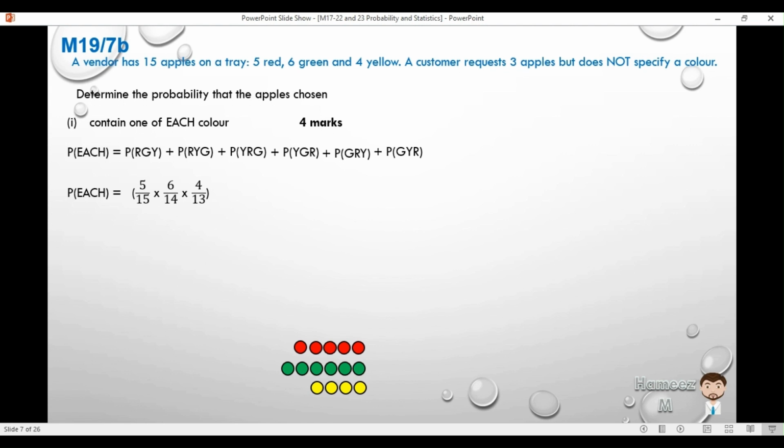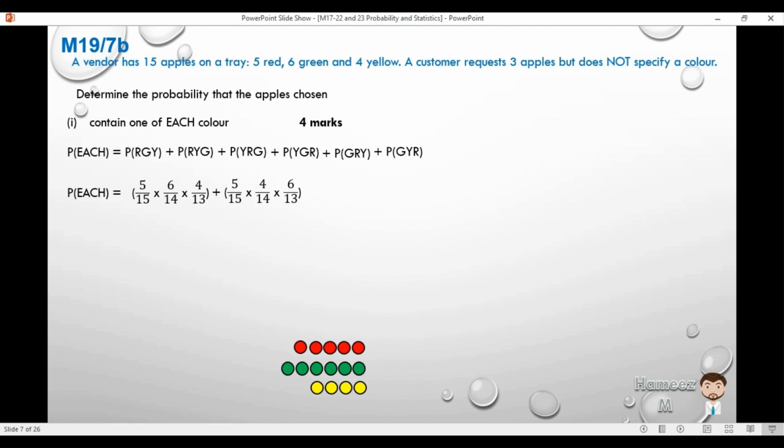And if we pick the order of red and then yellow and then green, well, the red will still be 5 out of 15, and the yellow will be 4 out of 14 because one was selected, and the green will be 6 choices out of what is left? 13.